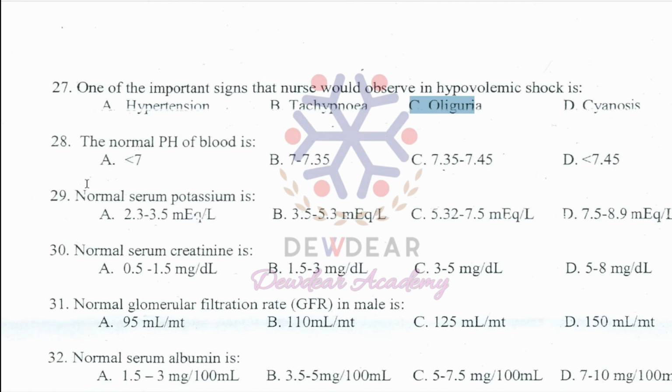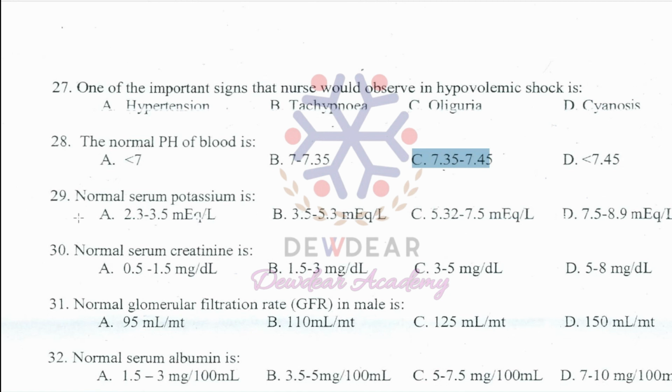Then next question, question number 28. The normal pH of blood is: less than 7, 7 to 7.35, 7.35 to 7.45, less than 7.45. The correct answer is option C, 7.35 to 7.45. The normal pH of blood is 7.35 to 7.45.